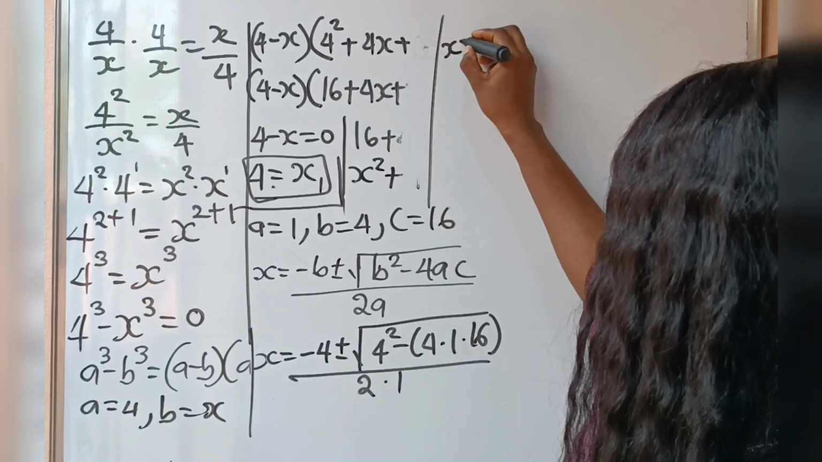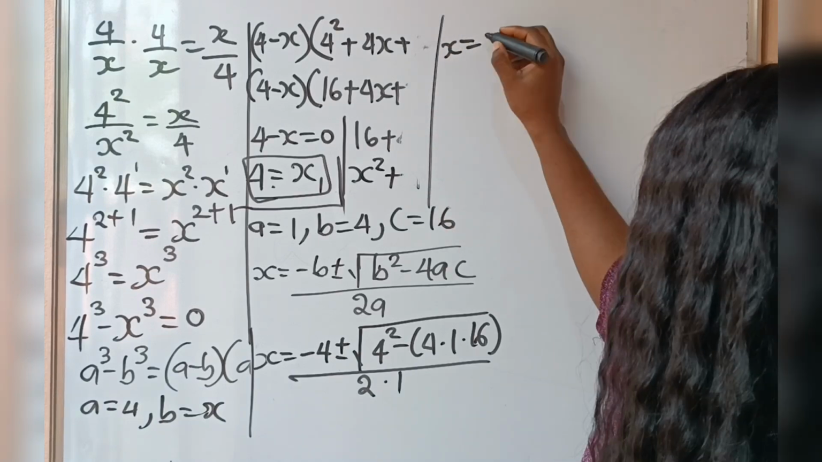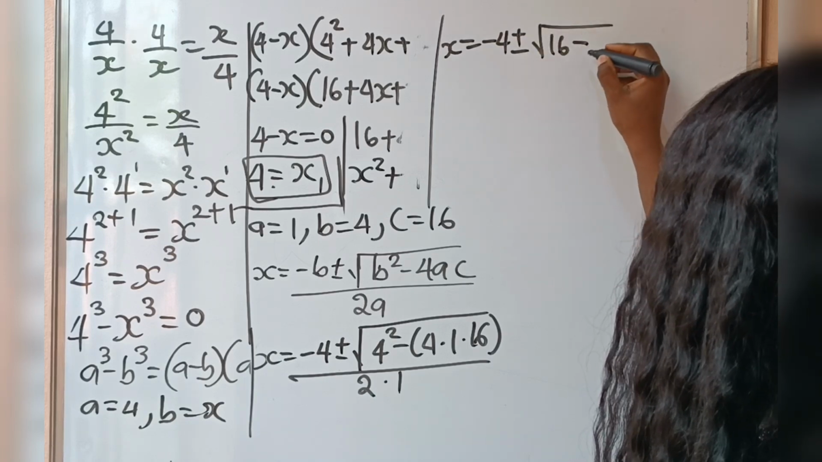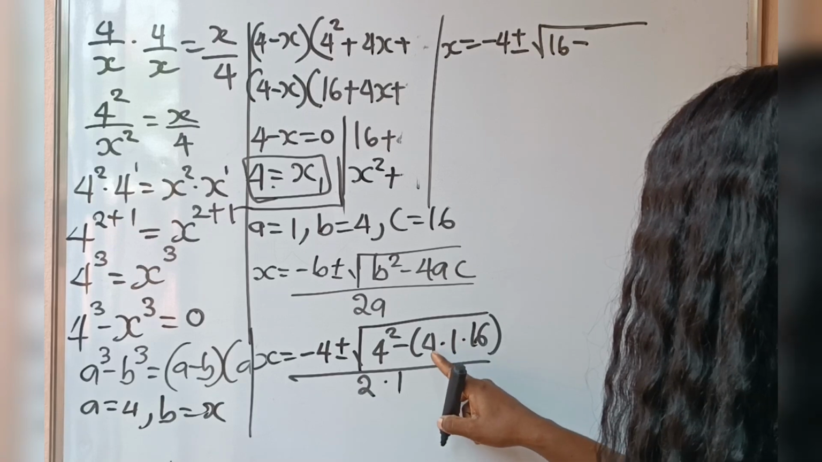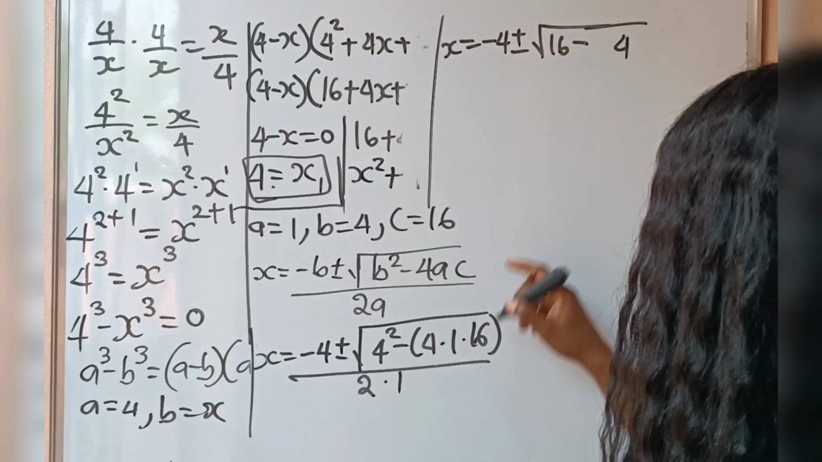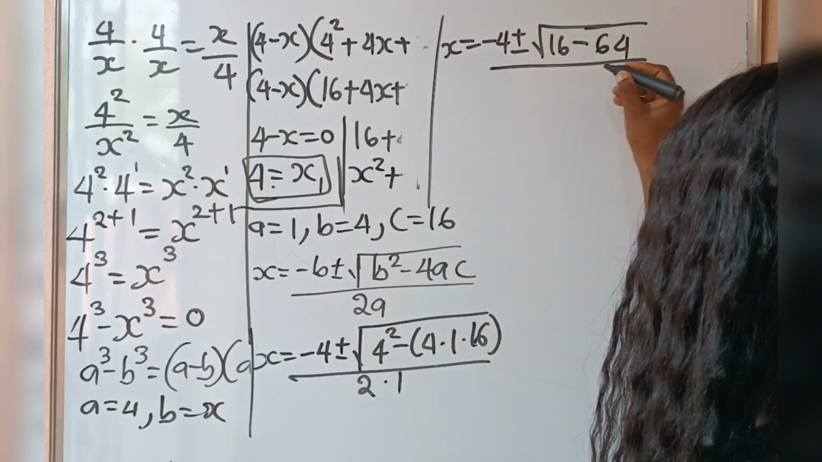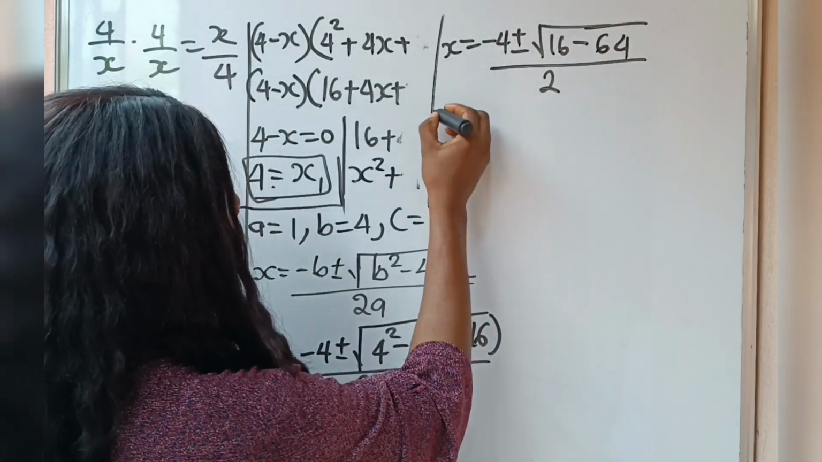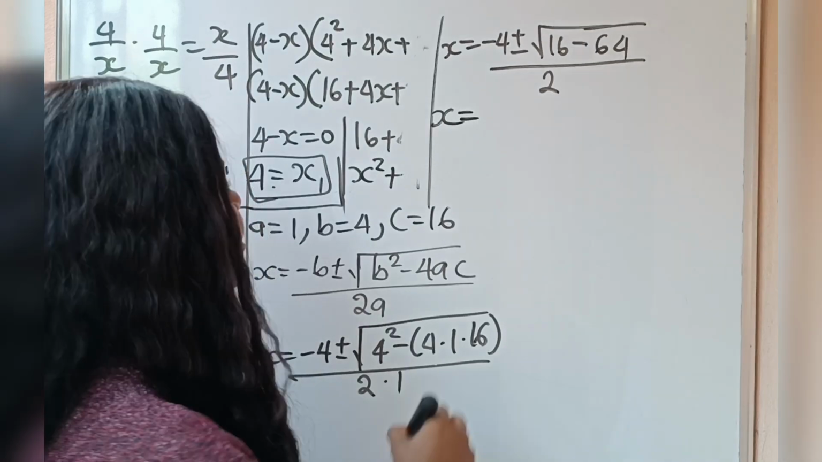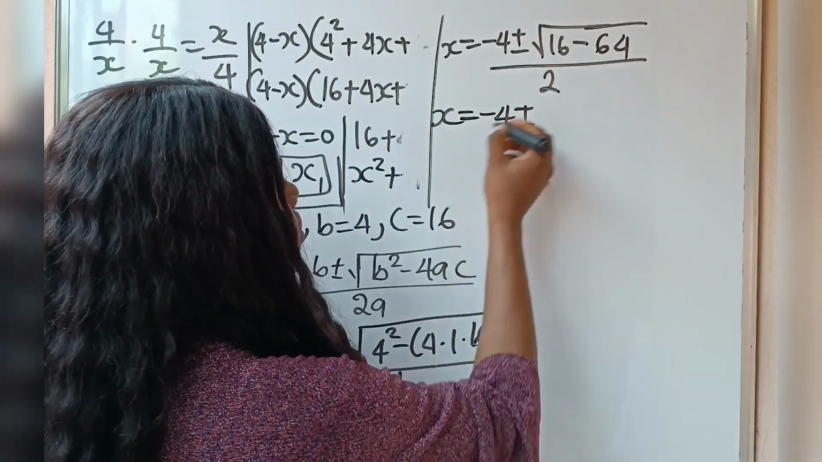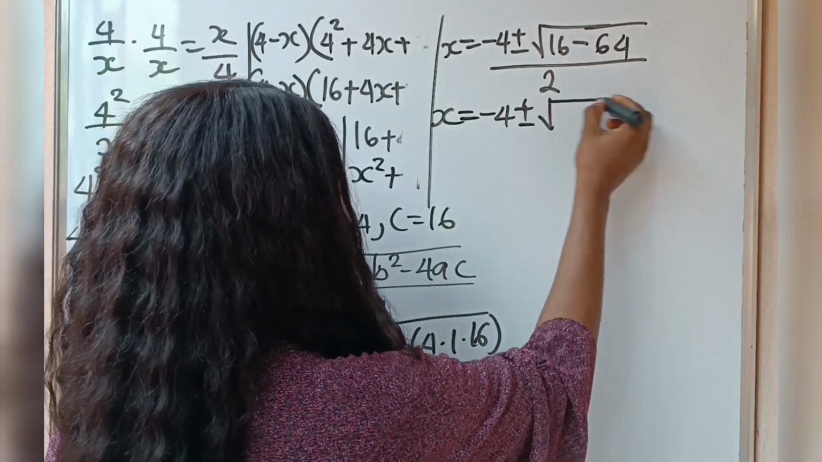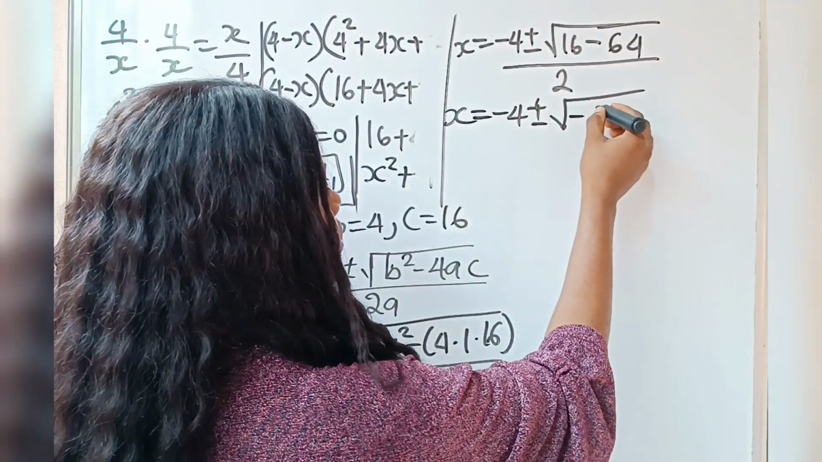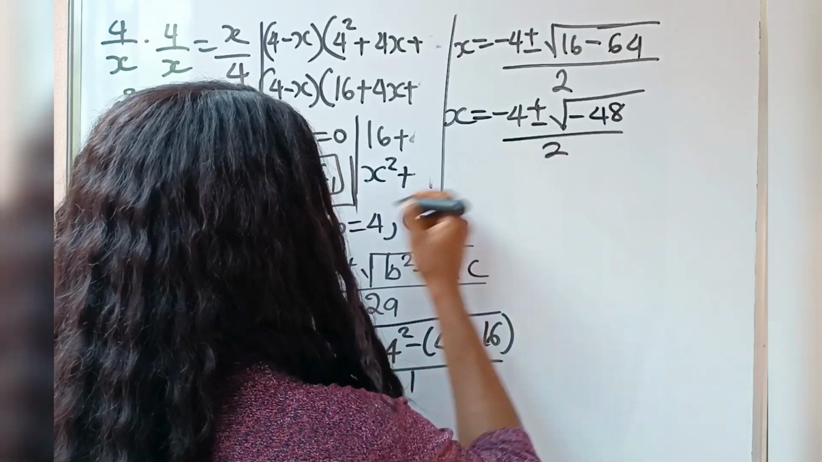So we have that x is equal to minus 4 plus or minus square root of 16 minus 4 times 4 times 1, which is 4 times 16 is 64. So we have minus 64 divided by 2. Therefore, we can say that x is equal to minus 4 plus or minus the square root of 16 minus 64 will give us minus 48 divided by 2.